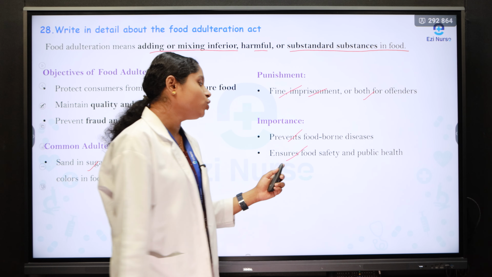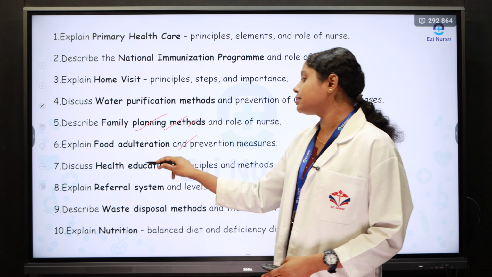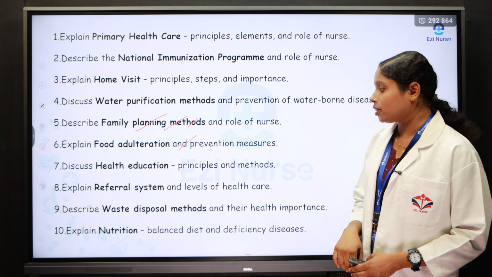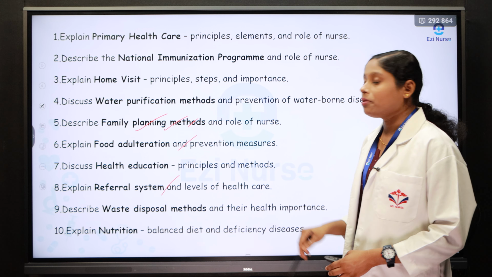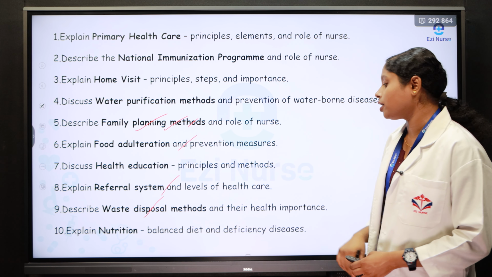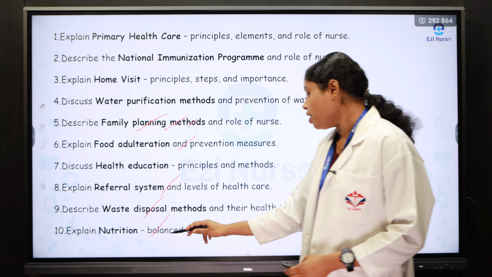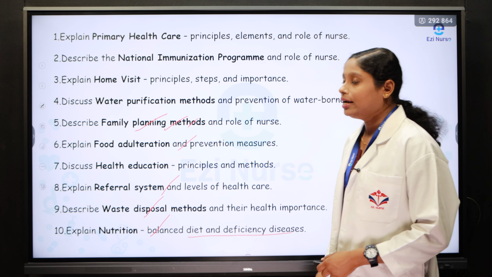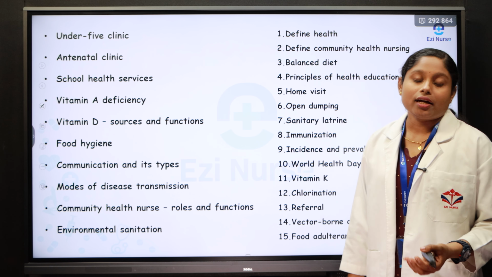Explain food adulteration and preventive measures. Discuss health education principles and methods. Explain referral system and the levels of healthcare. Describe waste disposal methods and their health importance. Explain nutrition, balanced diet and deficiency diseases. So let's check other important questions.